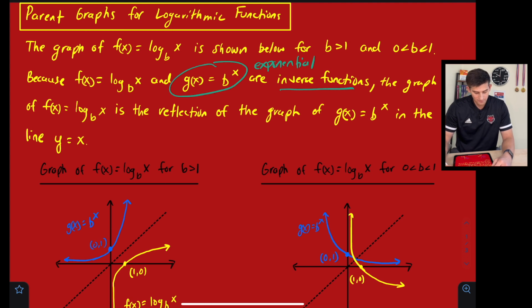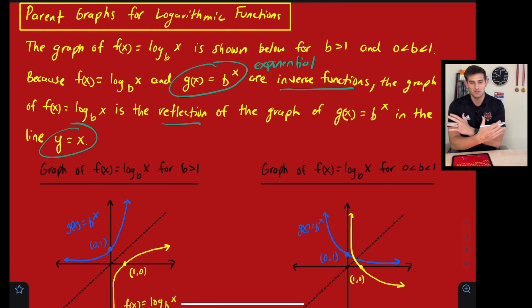The graph of f of x equals log base b of x is just the reflection of the graph of g of x equals b to the x in the line y equals x. So we are essentially just reflecting the graph over the line y equals x, and that's what happens for an inverse. We know from past courses in geometry, if you reflect over y equals x, that's just like switching x and y. And we know from algebra, inverses switch the domain and the range, or switch x and y. So that makes sense.